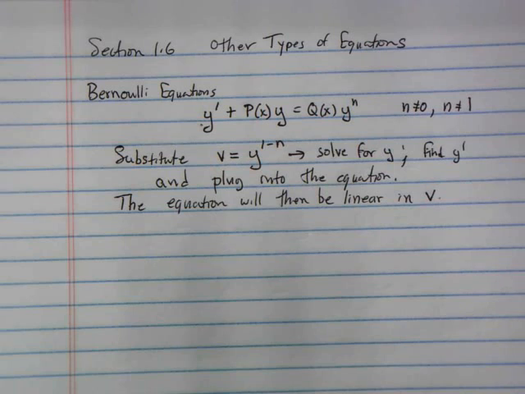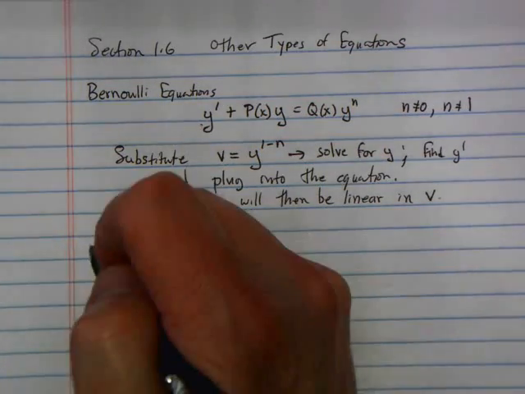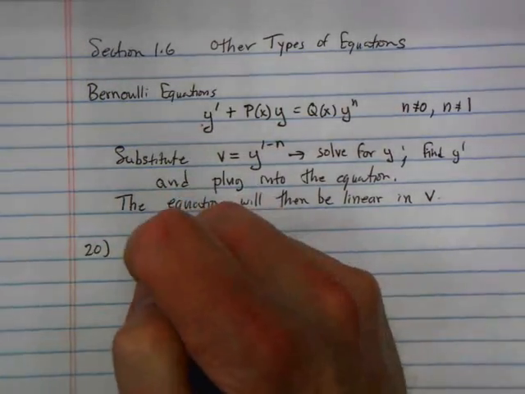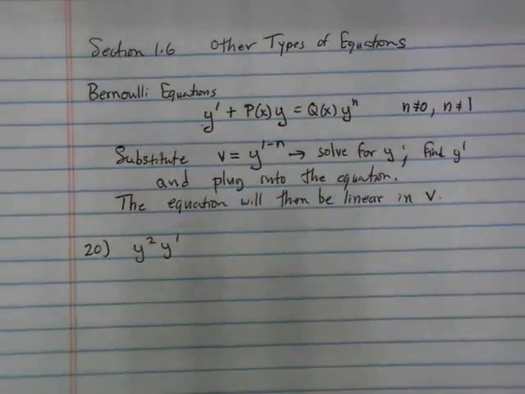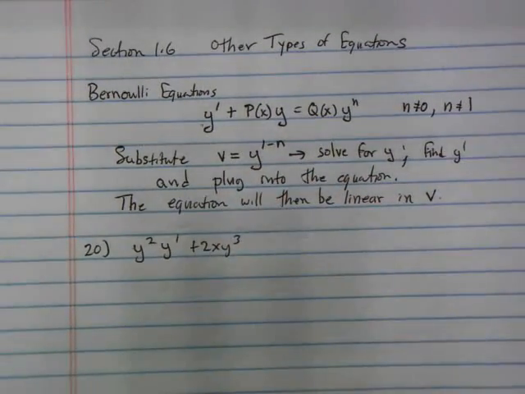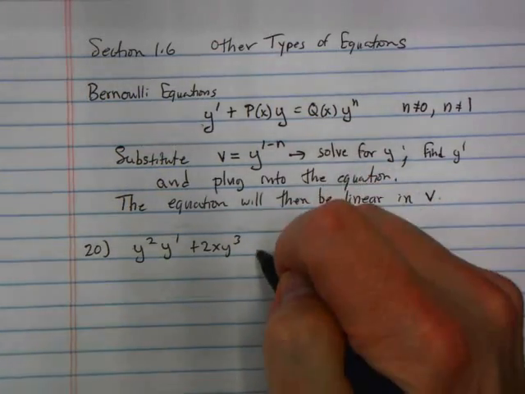All right, so let me grab a Bernoulli problem out of the book. This is a very long section. So this is problem number 20. That one looks Bernoulli. y squared y prime plus 2xy cubed equals 6x.